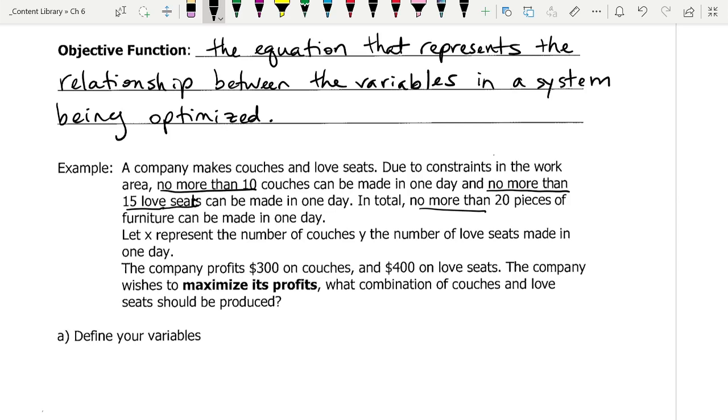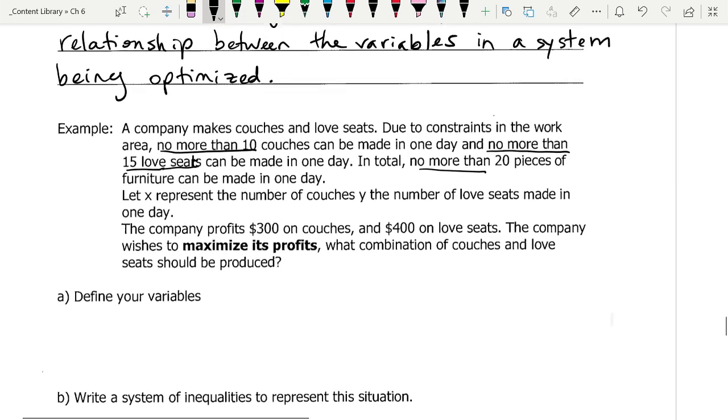Let X represent the number of couches, Y represent the number of love seats made in one day. The company profits $300 on couches and $400 on love seats. The company wants to maximize its profits. What combination of couches and love seats should be produced?